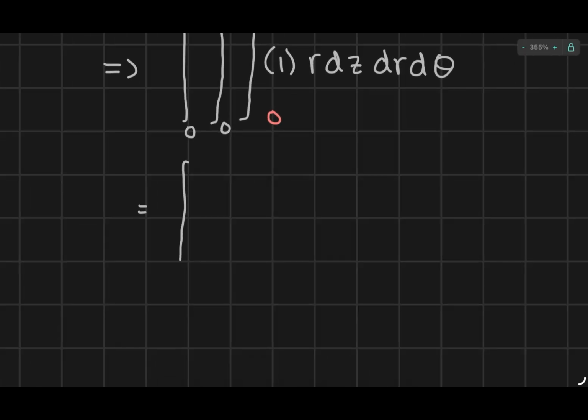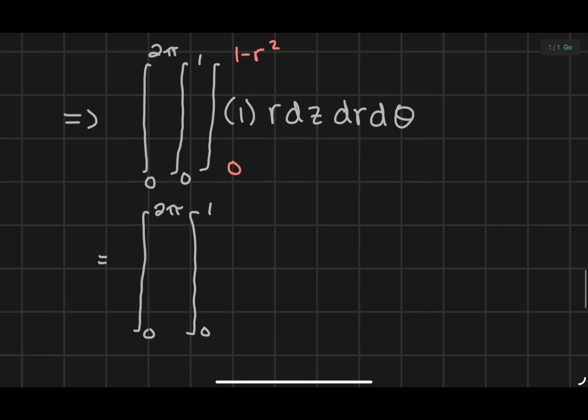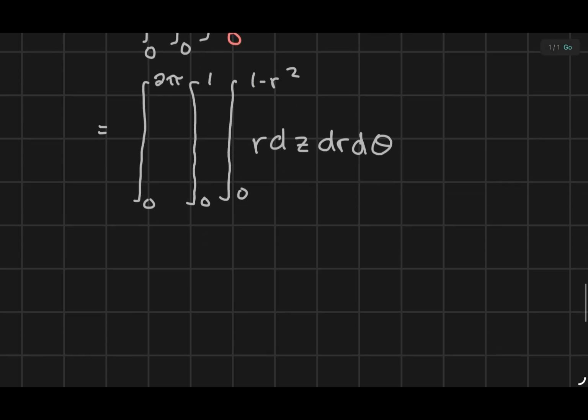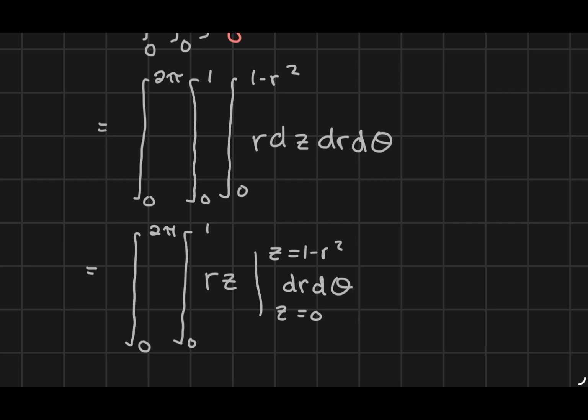So that is going to be our integral here. Let's just go ahead and solve it. Should be a pretty simple one. We're going to have the integral from 0 to 2 pi, the integral from 0 to 1, and the integral from 0 to 1 minus r squared of r dz dr d theta. This is going to equal the integral from 0 to 2 pi, the integral from 0 to 1, and then we're going to add an rz on here. Evaluate that at z is equal to 0 and z is equal to 1 minus r squared, and then this is going to be dr d theta on the outside there.